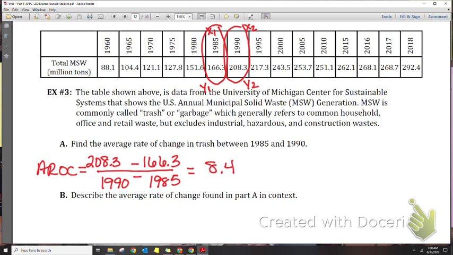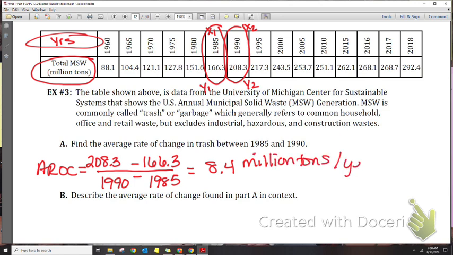8.4. Now, because it is a word problem, we need to go ahead and label it. So 8.4 what? Well, what is my Y's? My Y's are the millions tons, right? Million tons. And what are my X's? Well, they didn't label it here, but we can see it's the years. So this is going to be million tons per year.